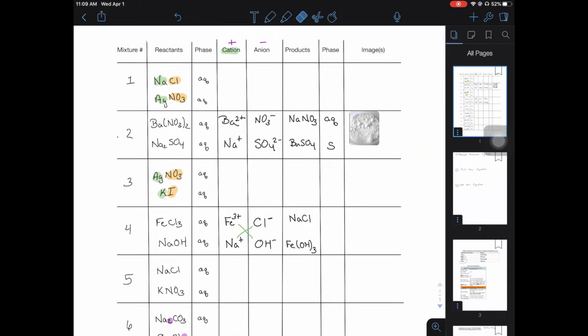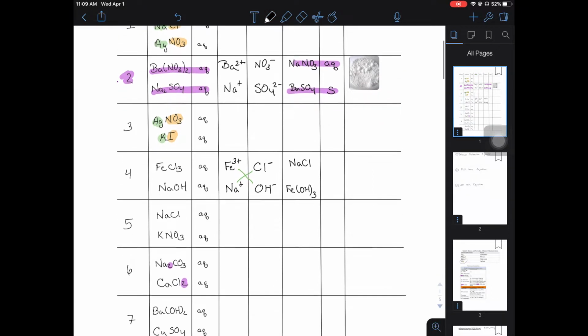And I want to take a look at mixture 2. So writing a balanced molecular equation should actually not be too difficult as long as you did your table right. So what we're going to do is have our reactants on the left side of the equation and our products on the right side. So our reactants and their phase will go on the left side, and our products and their phase will go on the right side. So let's start with the first one.